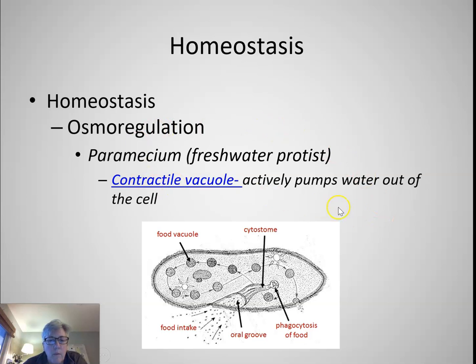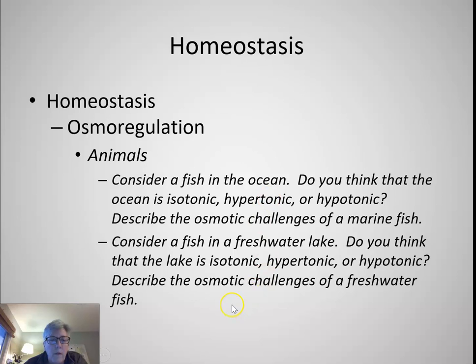So that's the mechanism that this little thing has evolved. Another example of why it's important is you think about fish, okay, animals. Think about a fish that's in the ocean, or a fish that's in a freshwater lake. Those are two very different environments, and the fish are going to have to respond differently.